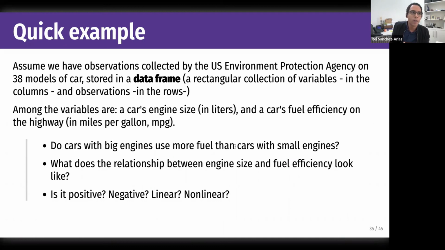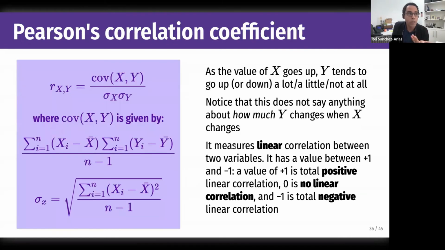You can say or confirm if it's true that cars with big engines may use more fuel than cars with small engines. Or you can study what the relationship between the engine size and the fuel efficiency may look like. Is it linear? Is it non-linear? Is it true that if one grows, the other one decreases? Of course we can do this visually by plotting our data on a scatter plot, or we can compute things like Pearson's correlation coefficient, right? Which is that formula there on the left.